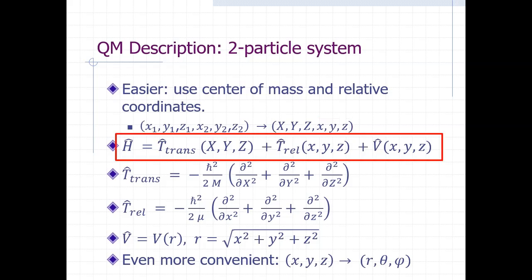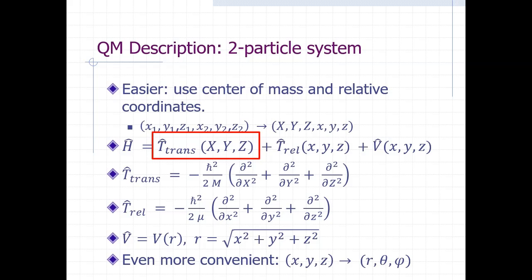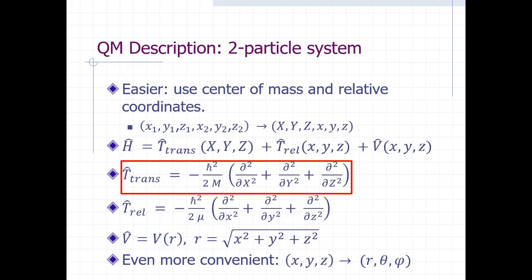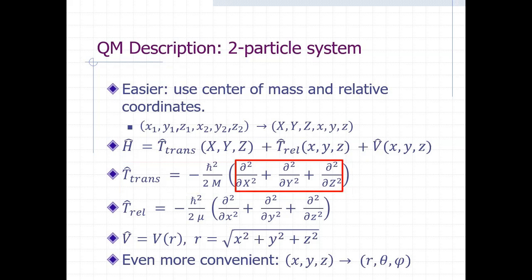One term, shown here as T hat trans, depends only on the center of mass coordinates, while the remaining terms depend only on the relative coordinates. If we examine the expression for T hat trans, we can see that it is essentially a kinetic energy operator for a fictitious particle located at the center of mass, since the second derivatives in this expression are taken with respect to the center of mass coordinates. The mass of this fictitious particle is just the total mass of the two particles. Similarly, the second term is essentially a kinetic energy operator for a fictitious particle located at the coordinates x, y, z, in a coordinate system centered on particle 1.